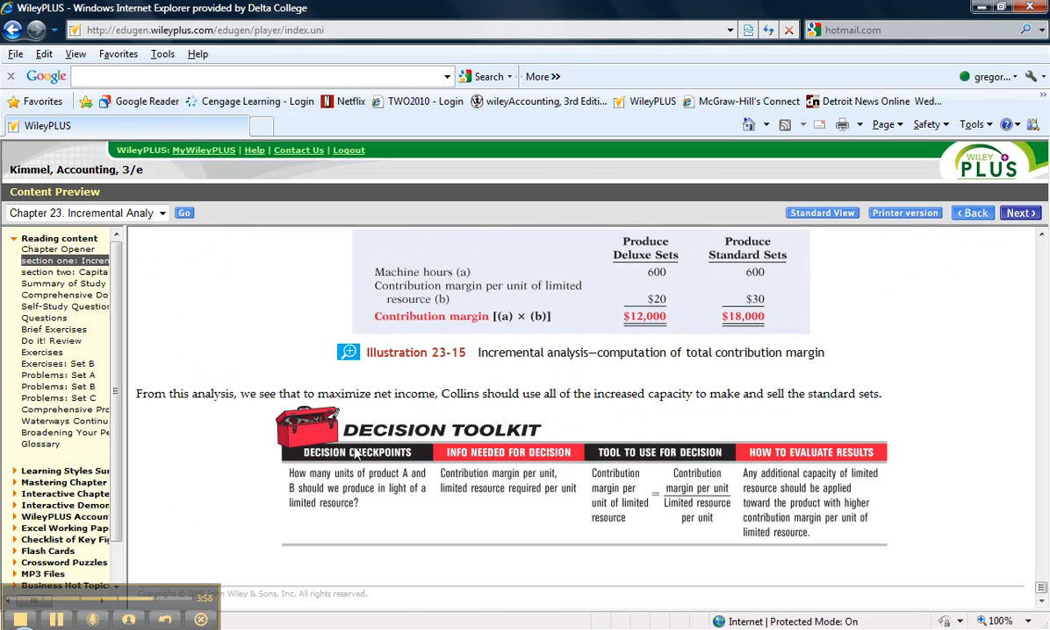So look through all of those types of incremental analysis and be able to handle problems dealing with any of those. You won't have problems dealing with all of them on the test, but you will have at least 2 of them.